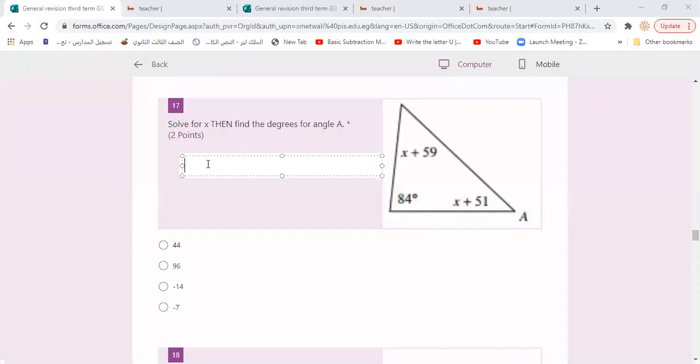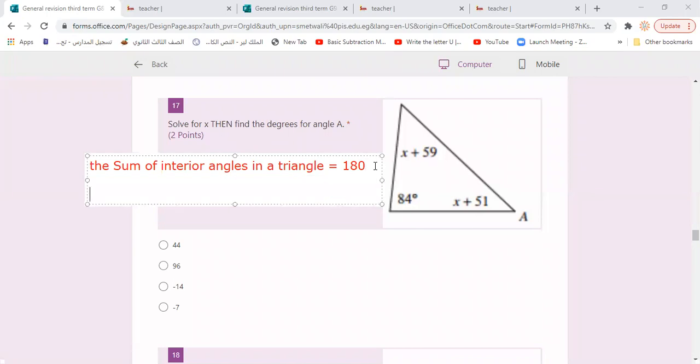What is the sum of the measures of the interior angles in a triangle? 180, right? So this is the first step. You have to work with the fact that the sum of interior angles inside any triangle equals 180.